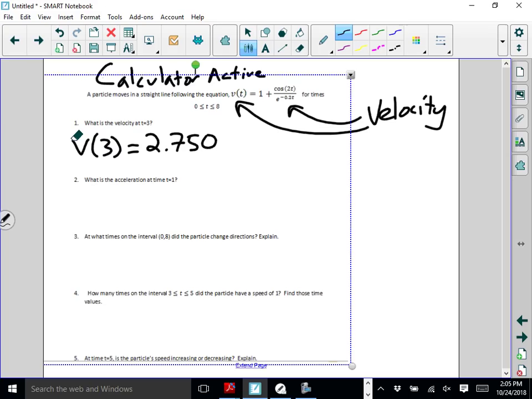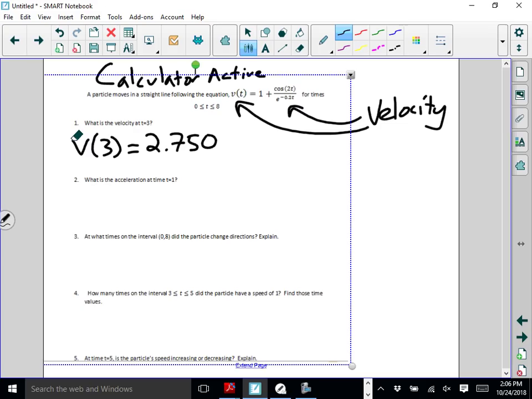Okay, question 2 says, what is the acceleration at t equals 1? Well, the problem is I don't have an acceleration graph. If I did, I could just trace 1 on that graph. I have a velocity graph. How do I get from velocity to acceleration, you ask? Oh, well, easy. You just do a derivative and then plug in 1.